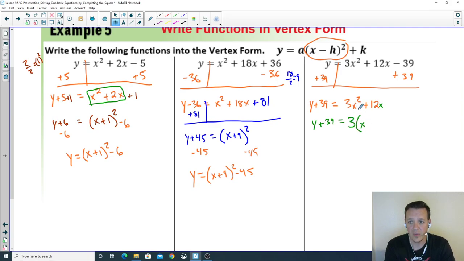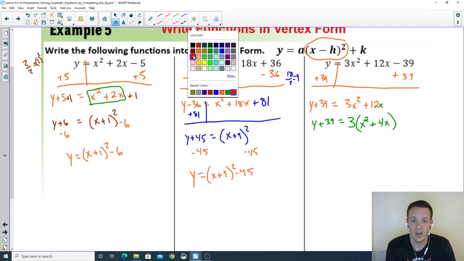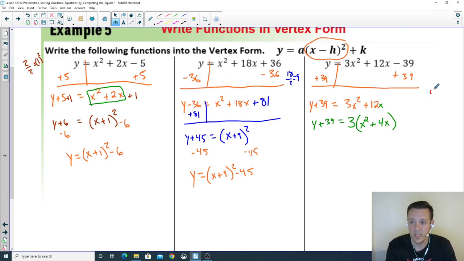So this would be a 3x squared, and then you can take a 3 out of here too to make this a 4x, just like that. And now guess what you can do? You can now complete the square, right? So this would be 4 divided by 2 is 2. You square it, then this would turn into a plus 4 here and a plus 4 there.